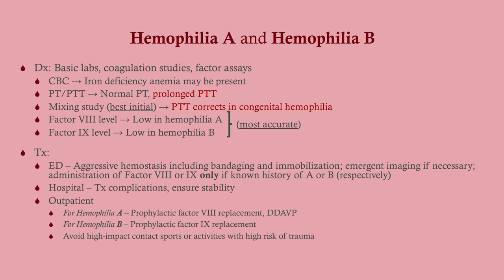PT and PTT, that's going to point you towards hemophilia. That's going to be part of your workup for platelet type bleeding as well. What you'll see here is a prolonged PTT. Now, you can also see that in von Willebrand's, but they're not going to have the hemarthrosis. So a prolonged PTT is something we would expect both in A and B. Mixing study, remember that's the best initial test. The PTT will correct in a congenital hemophilia. And I say congenital, we'll get to acquired in a little bit. So basically what we're doing here is we're taking the patient's blood and then we're mixing it with factors, so that if we're replacing the factor that's missing, everything should normalize.